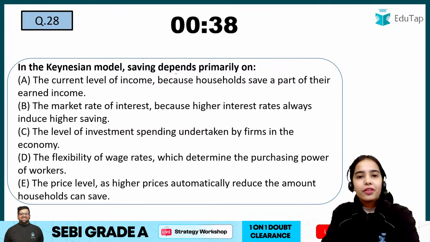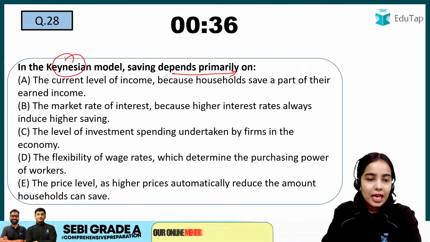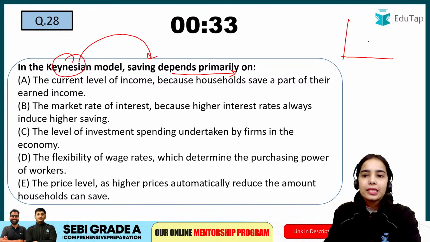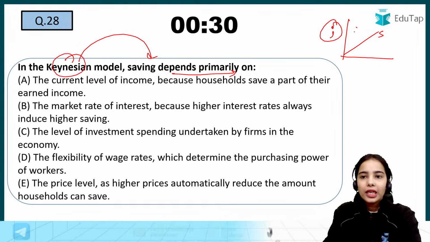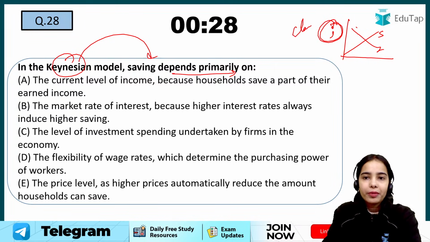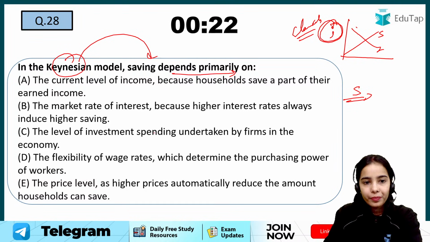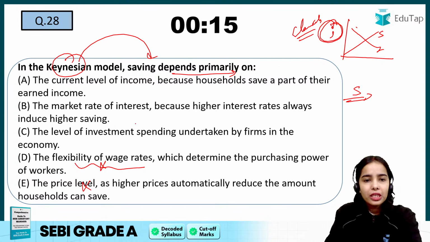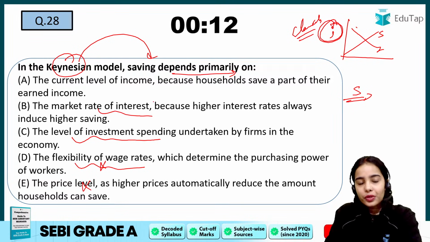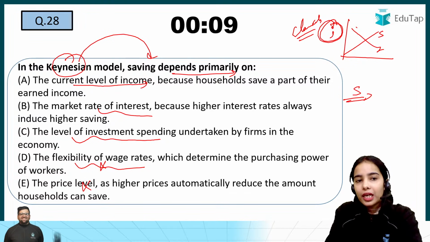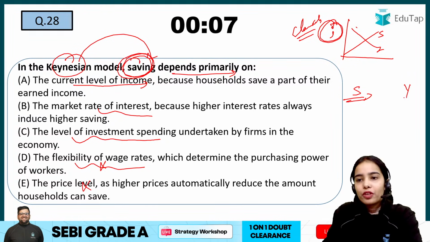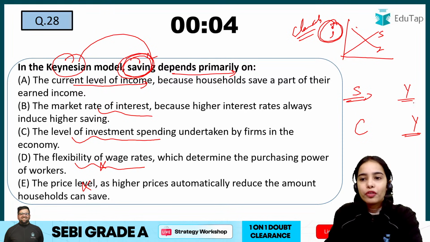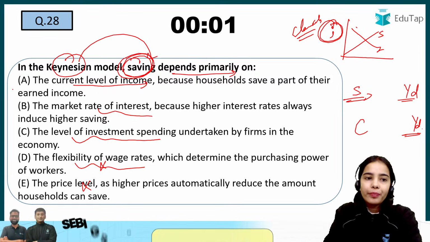Next, in the Keynesian model, saving depends primarily on. Classicals said that savings depend upon interest rate, and investment depends upon interest rate. But as per Keynes, saving depends upon income. Saving does not depend upon price level, nor upon wage rates or flexibility of wage rates. Saving does not depend upon investment or the interest rate. Saving depends upon the current level of income. Even consumption depends upon the current level of income or the disposable income. So A is the answer.